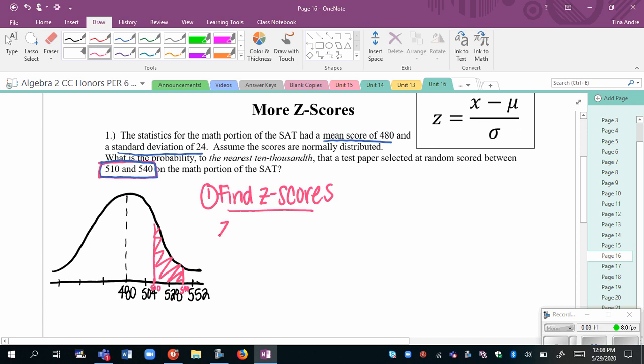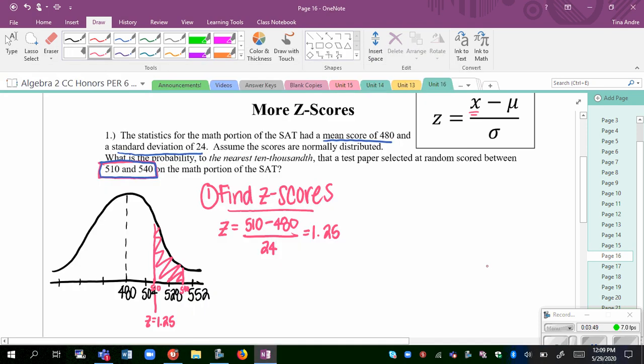For the first one, I have z equals, so x, remember, is the individual data point. If I say 510, that's going to be my x value, my individual data point. So 510 minus the average, so the mean is 480, divided by the standard deviation. We just type that into our calculator. I get 1.25. So this has a z-score of 1.25, which makes sense because it's a little bit above 1 standard deviation above the mean.